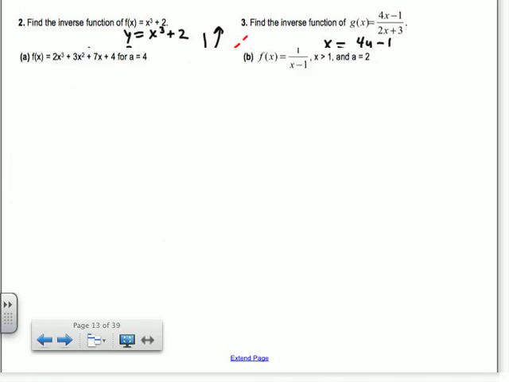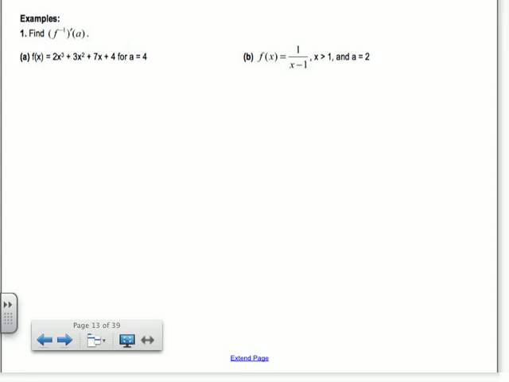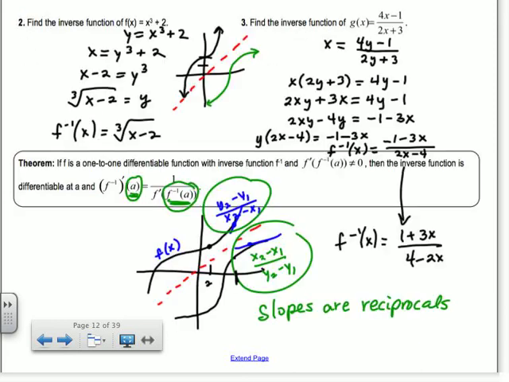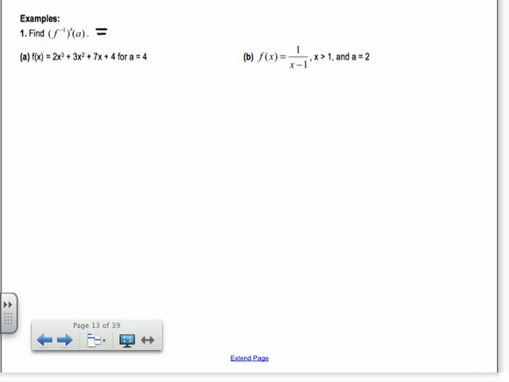All right, so let's work on it. So it says find f inverse prime of a. When you look at a, it's really kind of hard to find the inverse of that, right? It would be really hard to switch your x and y and solve for y. Understand? So this is when you would need this formula. So let's think about it. Our formula, let me write it on here so we can see it, and then we'll talk about how you can know it without knowing the formula. So 1 over f prime of f inverse of a.